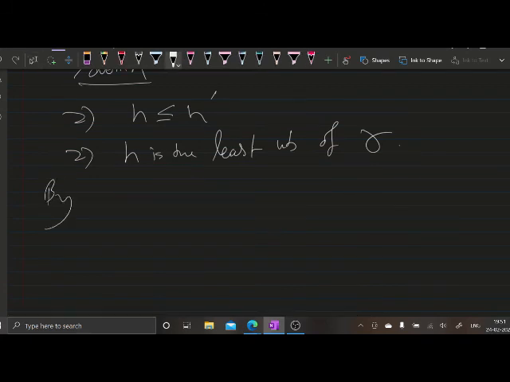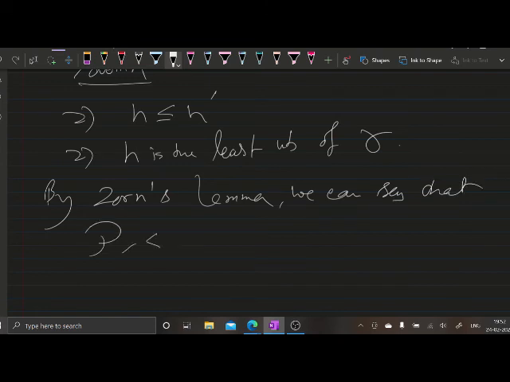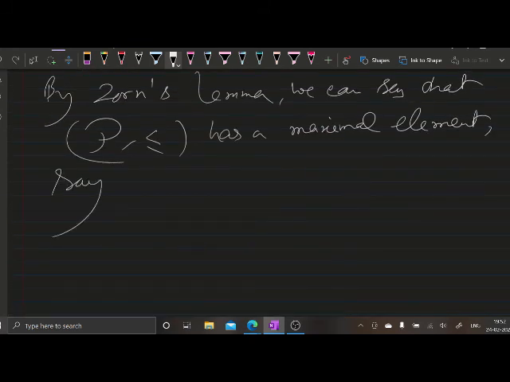So by Jones lemma we can say that curly P has a maximal element. Suppose say G star, okay. So curly P, with order less or equal to, has a maximal element G star.